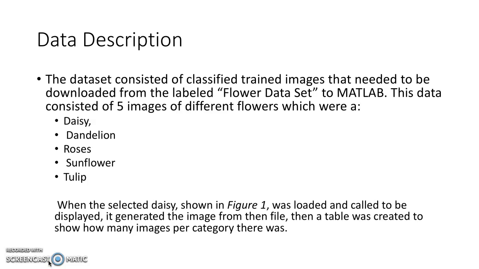The data description. The dataset that I used for Sample 2 consisted of classified trained images that needed to be downloaded from the label, which was the flowers dataset, to MATLAB. And as stated, this dataset consisted of 5 different images of different flowers, being the daisy, the dandelion, roses, sunflowers, and tulips. When the selected daisy, which will be shown in Figure 1 when the project is run, was called to be displayed, it generated the image from the exact file based upon its location, and a table was created to show how many images there were per category. So when you watch the demonstration, you'll see a specific number set to pull a specific daisy that was in the data file.